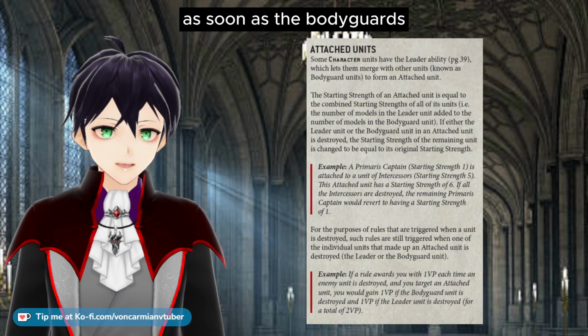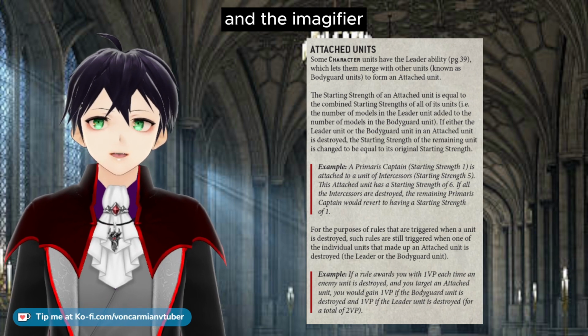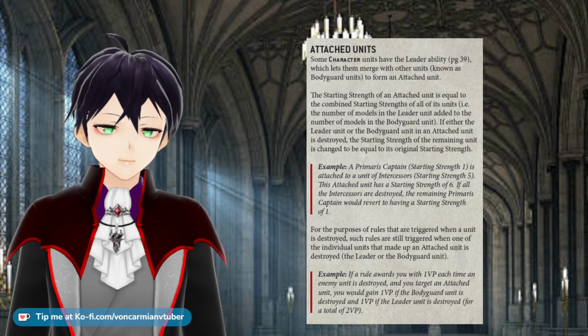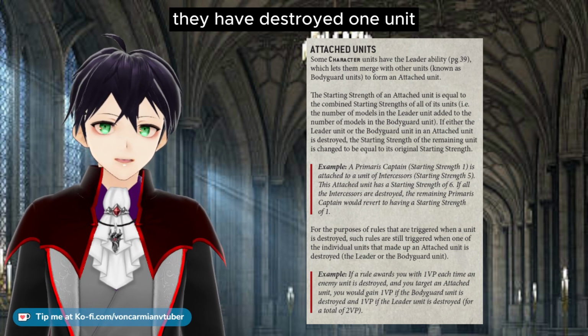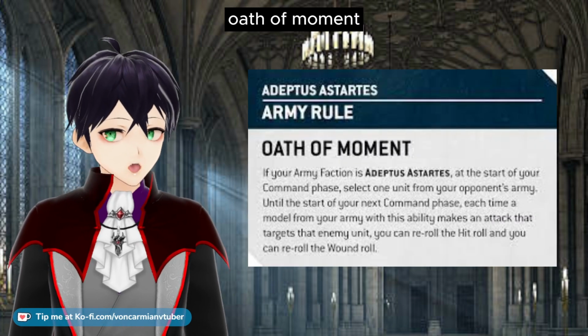As soon as the bodyguards are all dead, that is a unit destroyed. The Canoness and the Imagifier become characters by themselves, two separate units. So if the enemy needed to destroy one unit, they have destroyed one unit. If there were any persisting effects, a common example would be Oath of Moment.